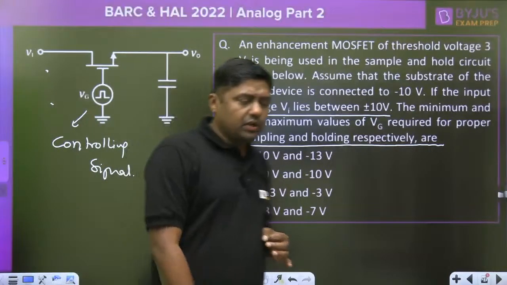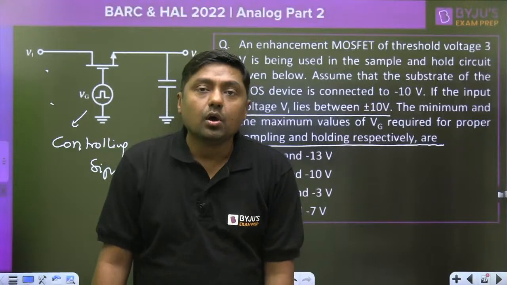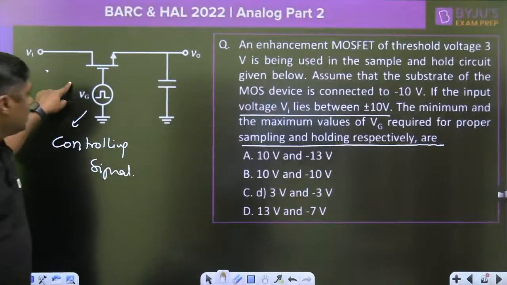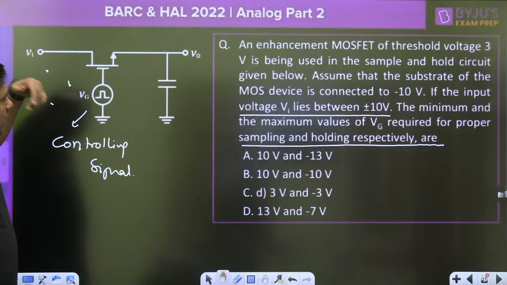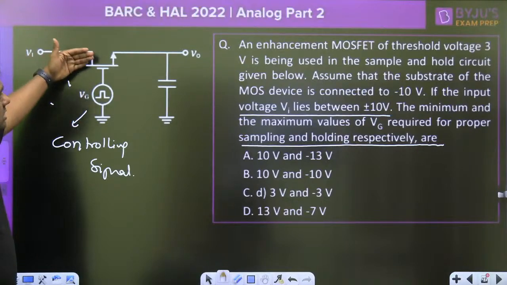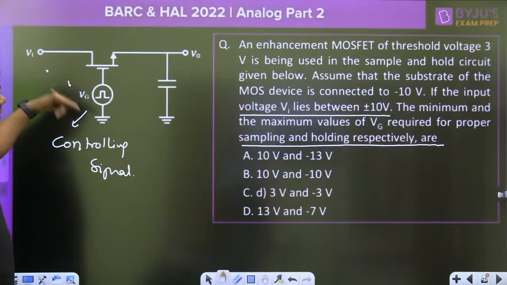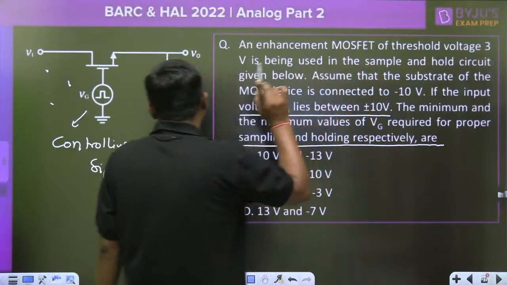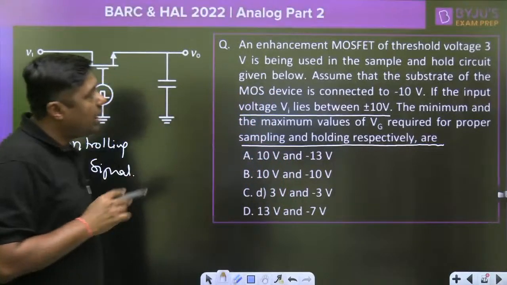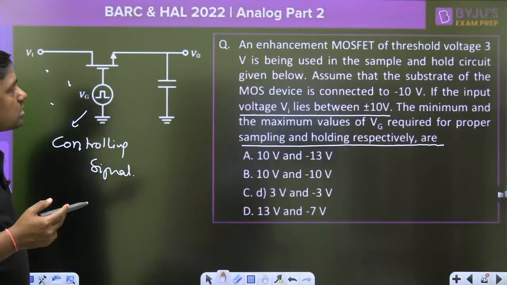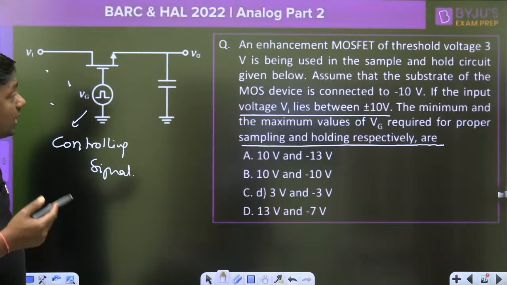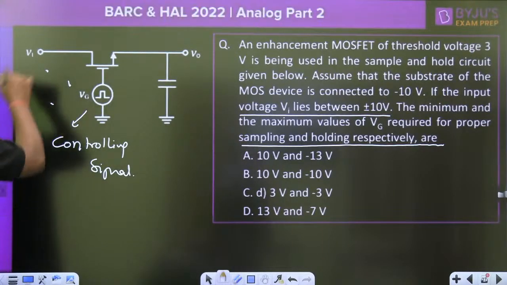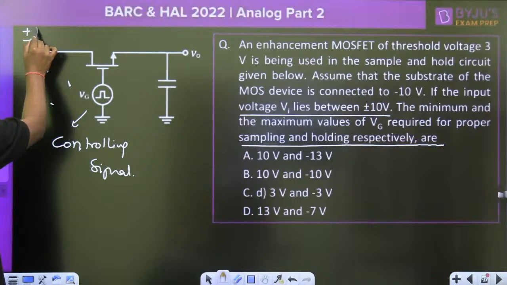Now, in the case of a sample and hold circuit, this is the switch. This MOSFET acts as a switch, and for proper sampling it should be short circuit, and for holding it should be open circuit. The threshold voltage is 3 volt, and assume the substrate of the MOS device is connected to minus 10 volt. Again, the input voltage Vi lies between plus minus 10 volt, maximum value plus 10 volt, minimum value minus 10 volt.